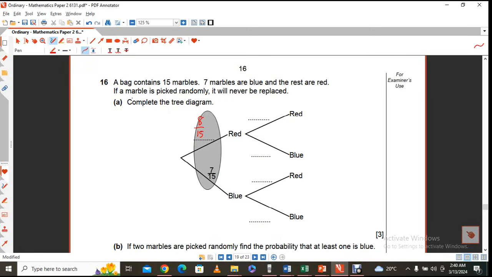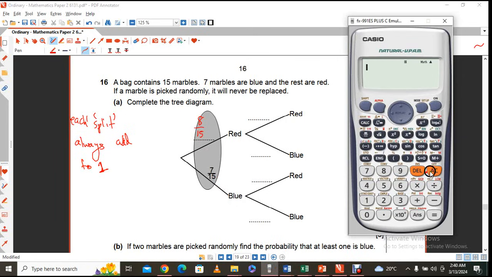What I want to say is that each split, if you can say it's a split, right? Each split always adds to 1. So 8 over 15 plus 7 over 15 gives you 1. So how would I know this is 8 over 15? I'll simply say 1 minus 7 over 15, and then I know, okay, that is 8 over 15.